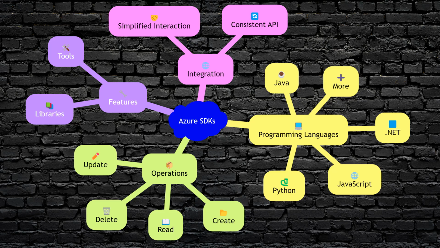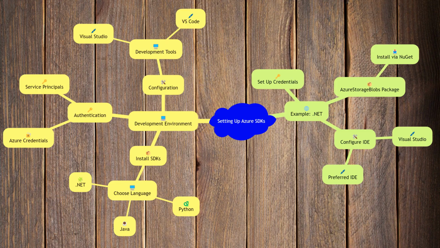into your applications. Before you can start using Azure SDKs, you need to set up your development environment. This involves installing the necessary SDKs for your chosen programming language, setting up authentication with Azure, and configuring your development tools. For example, if you are using .NET, you would install the azure.storage.blobs package via NuGet, set up your Azure credentials, and configure Visual Studio or your preferred IDE. Proper setup ensures that you can seamlessly interact with Azure Storage from your development environment.